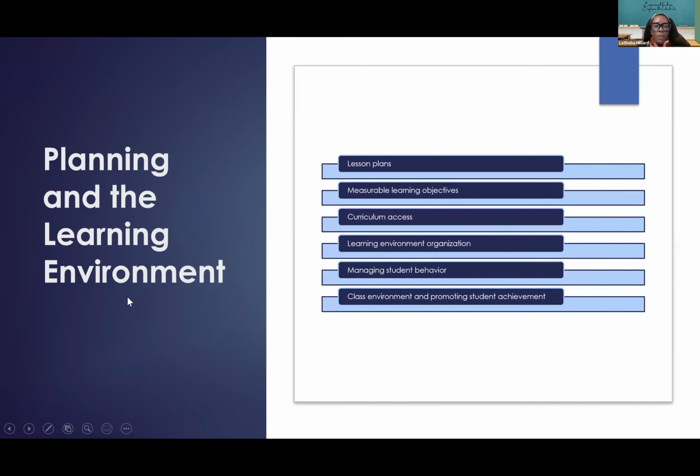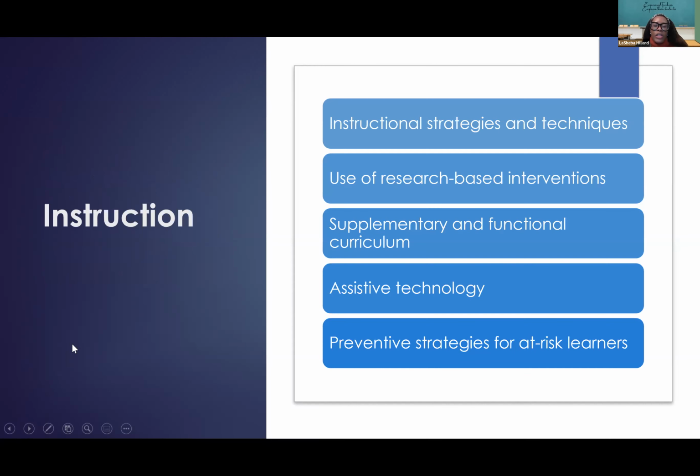Planning and the learning environment: talk about lesson planning, curriculum access, learning environment. Managing student behavior is key to this practice as well. Having measurable learning goals, and how the in-classroom environment is created to promote student achievement and instruction. We went over that. Assistive technology, preventive strategies for at-risk students, research-based intervention.